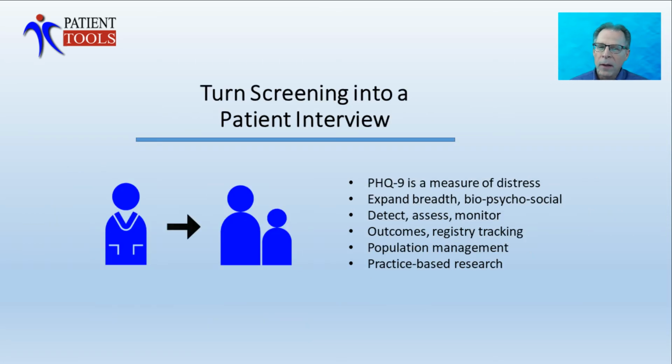So the big thing we come back to in this whole process is that you're really trying to figure out how to turn screening into a patient interview. What we're able to see out of this is that the PHQ-9 is a measure of distress, so it does a good job of that. If you're going to use it for tracking, say in a registry or for doing outcomes, it makes sense in those situations. But you're dealing with a whole lot of other stuff here. You're working in the biopsychosocial model, so it's not just things you could screen around pain or chronic conditions and so forth.